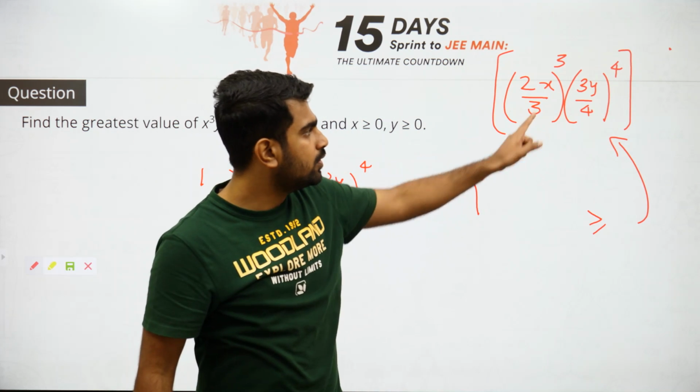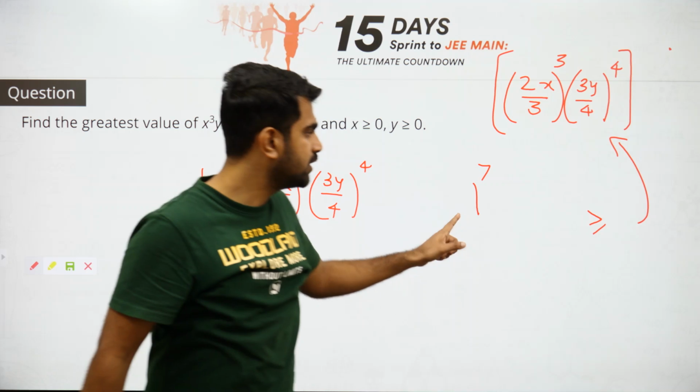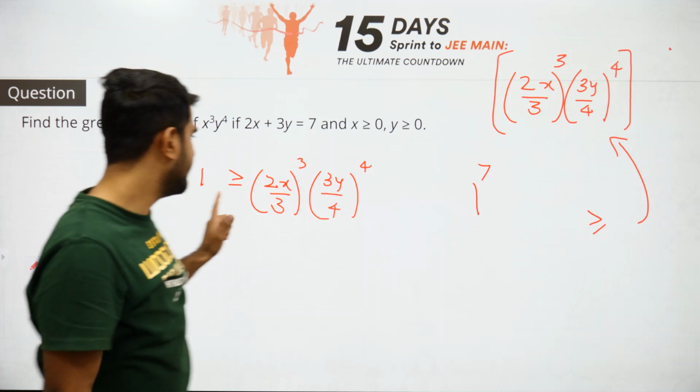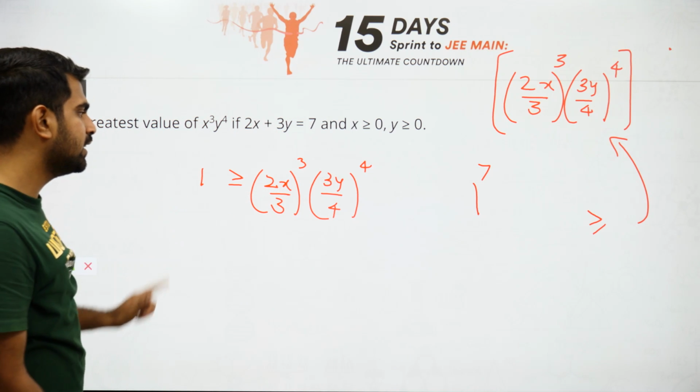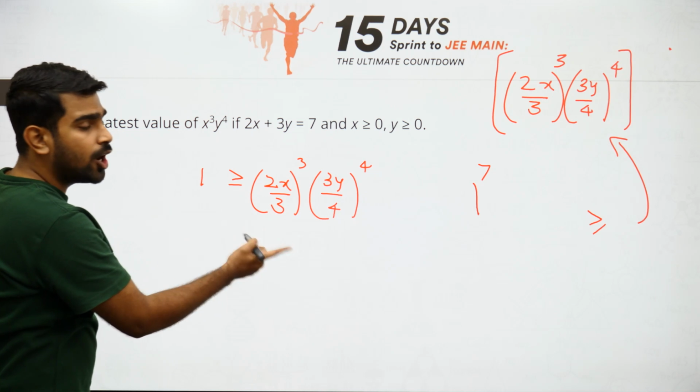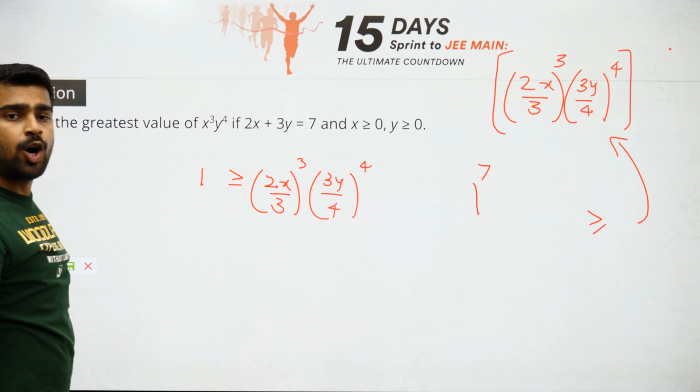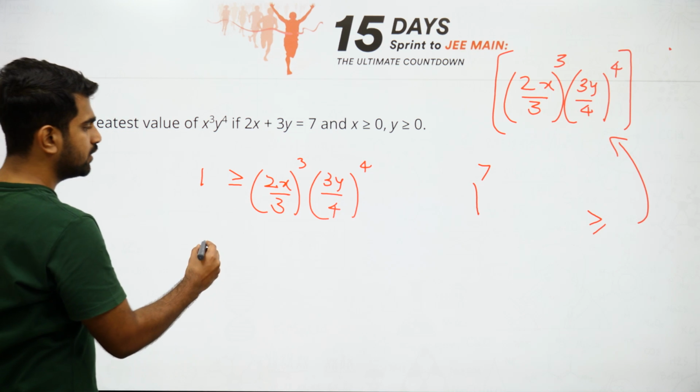So this power will become 1 and this will become 7. What is 1 to the power 7? It is still 1 only. So now I will bring all the numbers to the left side. Okay, so what will happen?